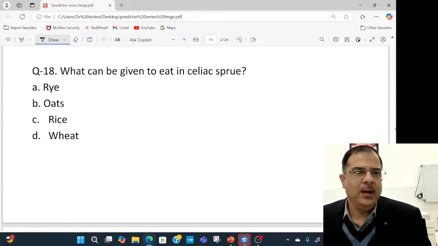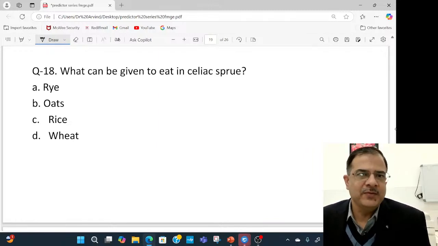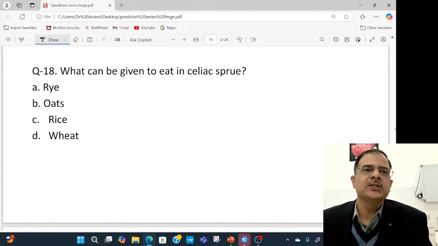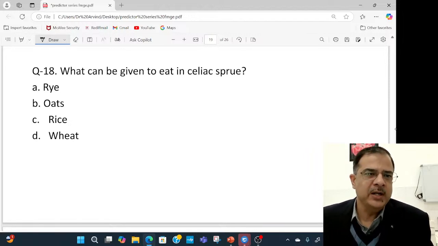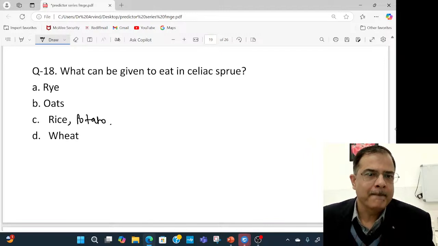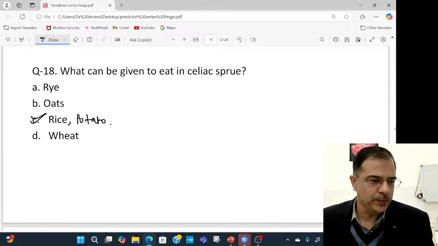Now, question number 18. These are now the GIT questions. What can be given to eat in celiac sprue patients? So in the celiac sprue patient, what can be given? You can give rice, potato. They can be given. So answer will be C option in a case of celiac sprue. Yes, nephroprotective is ACE inhibitor. Nephroprotective will be ACE inhibitor. Correct.